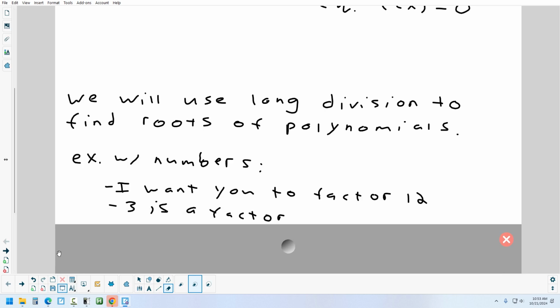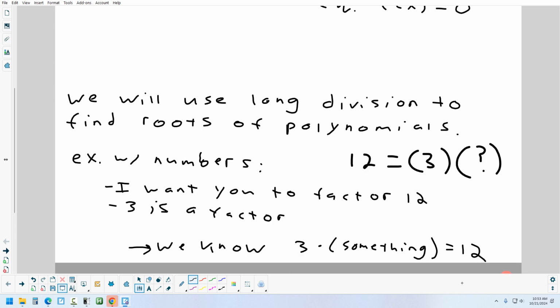So let's say that I wanted you to factor the number 12. That means I want you to write 12 as something times something. I want you to figure out what 2 things you can multiply together to get 12. And I'll give you a hint. 3 is one of the factors I want you to use. The goal is to solve for the question mark. So we know that 3 times something is going to give me 12. How would you solve for the something?